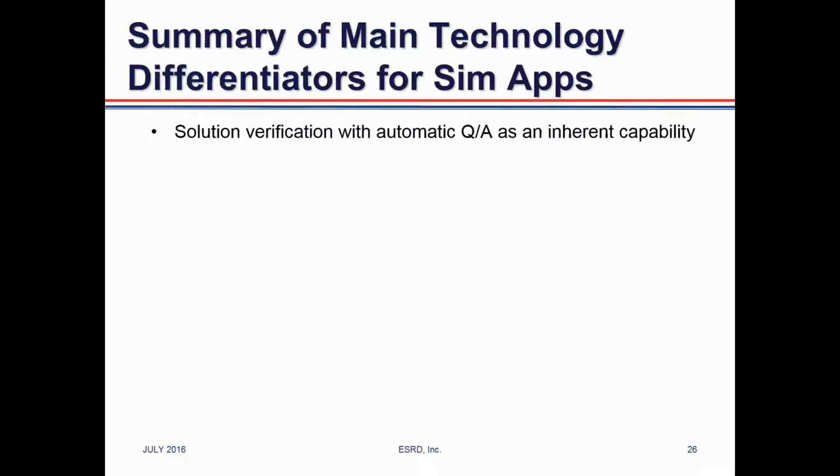Here I would like to summarize the main technology differentiators for simulation apps that we offer. First of all, and essentially and very critical, is that solution verification with automatic quality assurance is an inherent capability of the implementation. A direct accurate geometric model is very important for this detailed stress analysis problem.